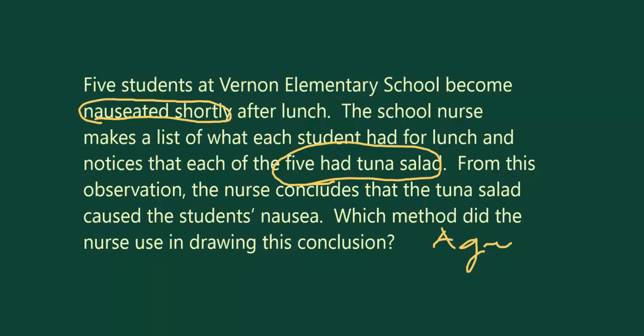And the only type of cause that our method of agreement can show is that of a necessary condition. So in order to have gotten nauseated from the school lunch, you had to have eaten this tuna salad.